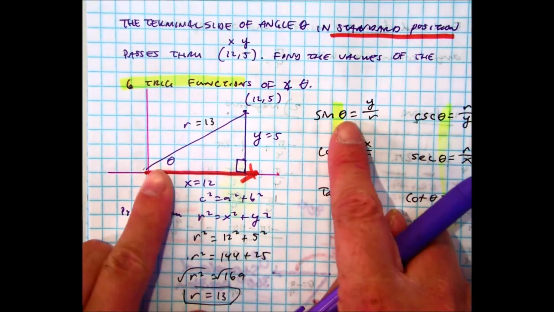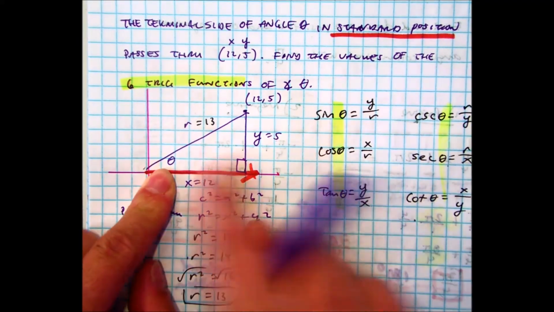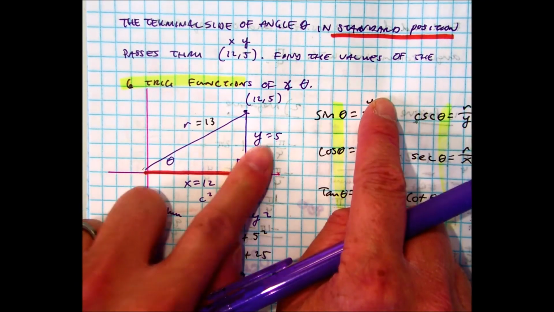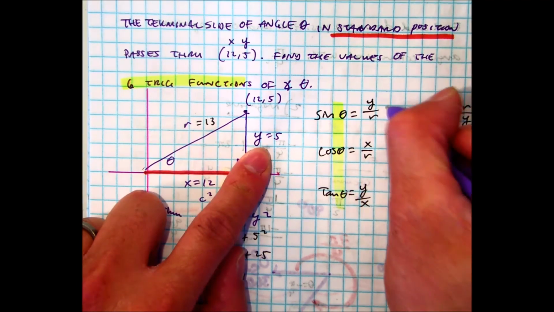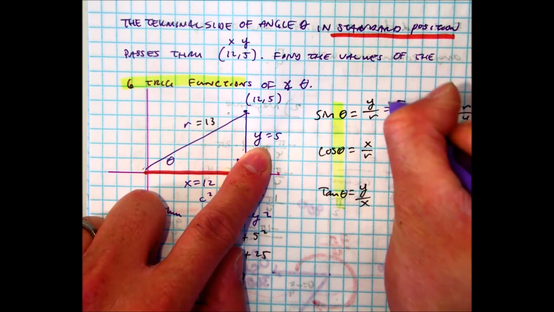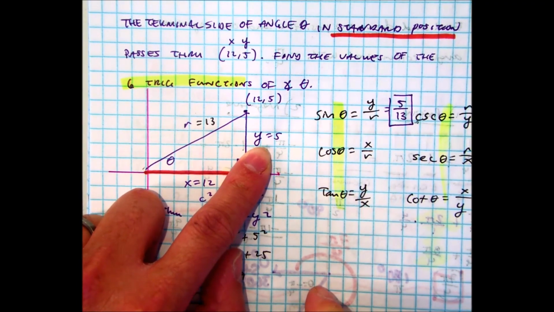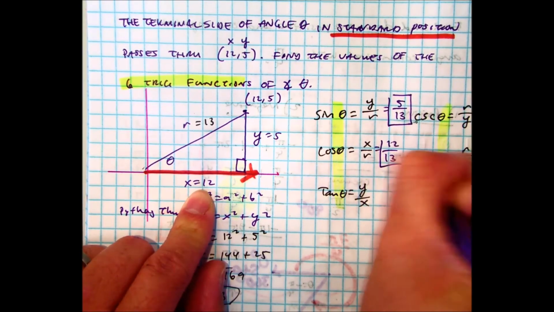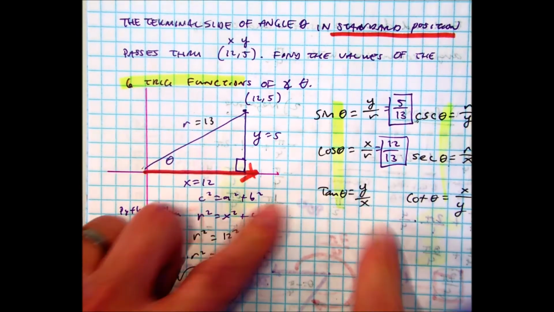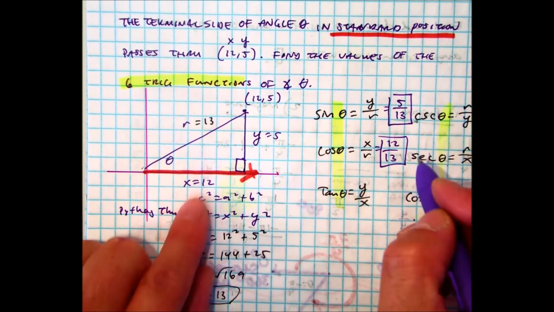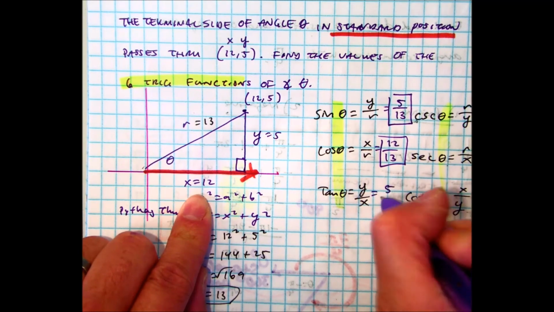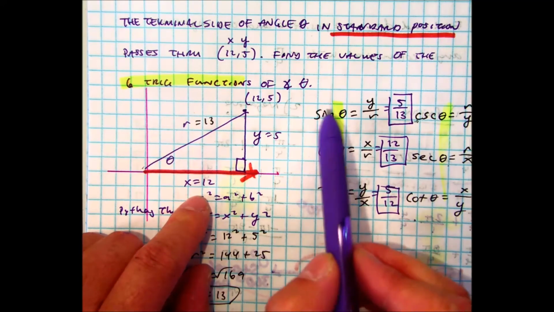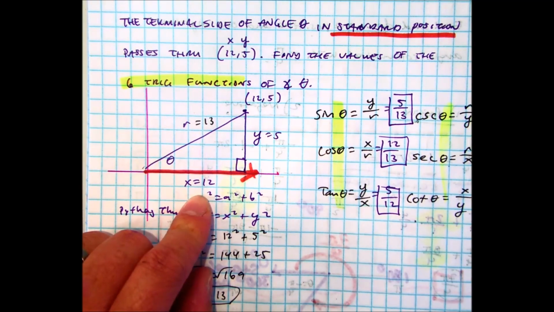Notice how we have a variable theta because the angle is unknown. I'm just using its side lengths. So y over r, so I get 5 over 13. It's reduced, it's simplified. Cosine, 12 over 13, so x over r. Tangent, 5 over 12. If you're making your index cards to help you memorize, I'd recommend one index card for each of the trig functions.